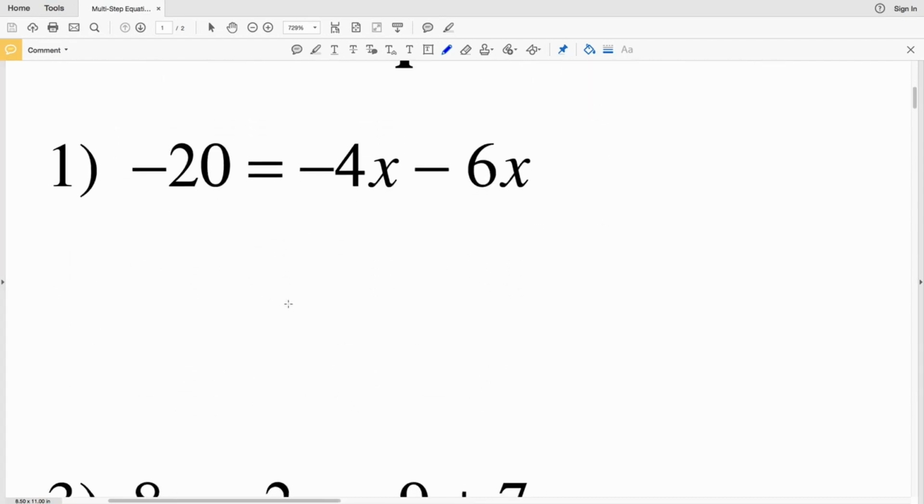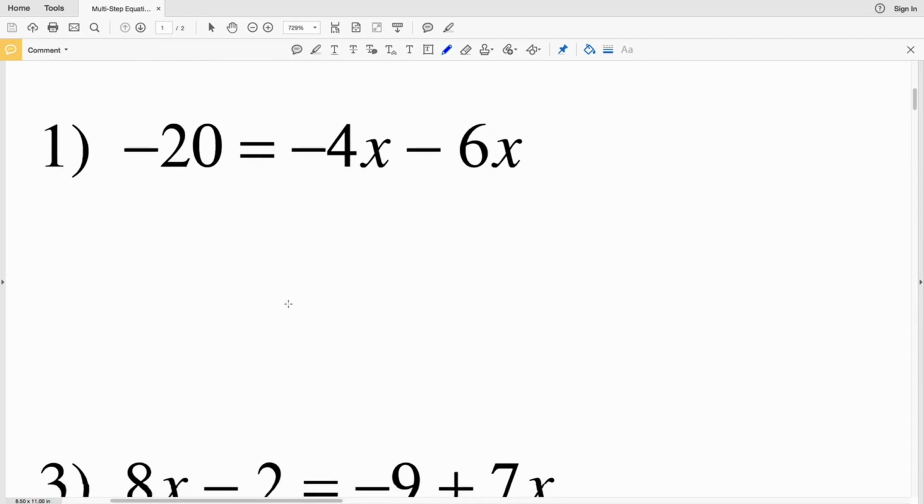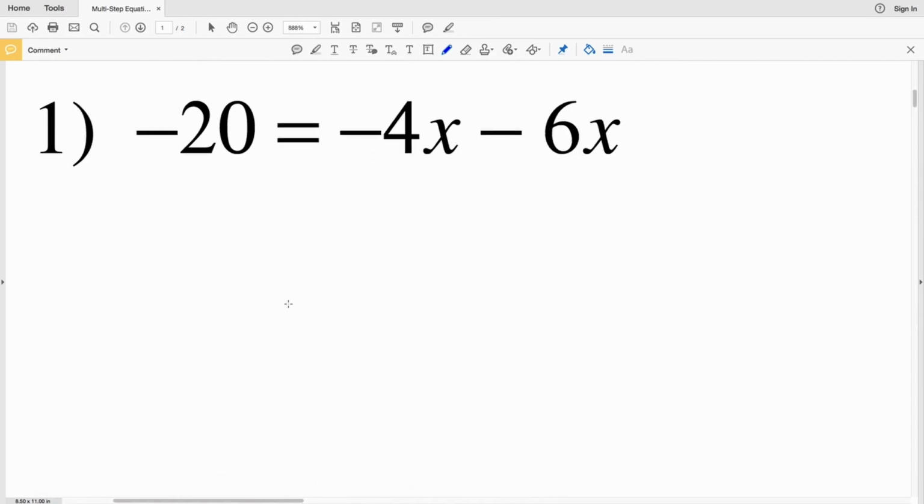So in the first video, let's get started with number 1. Before we get started, I also want to note that since these are multi-step equations, there are different orders in which you can do the steps. So I'm going to try to mix it up and do a couple different ways, but feel free to do whichever way is most comfortable for you.